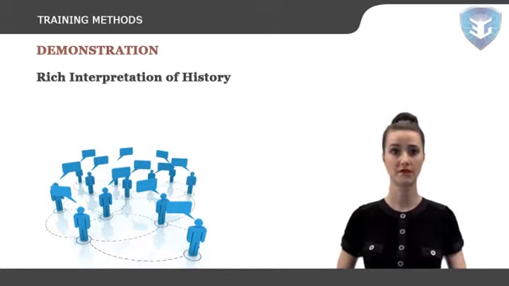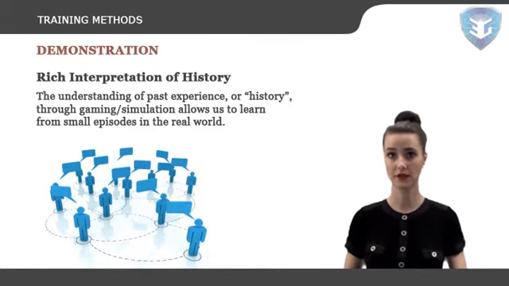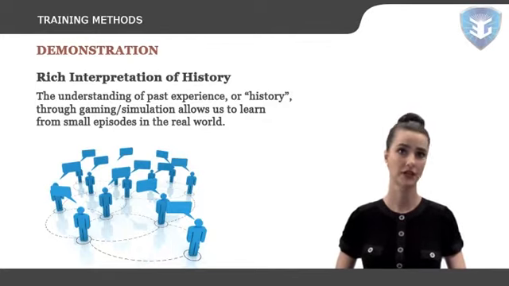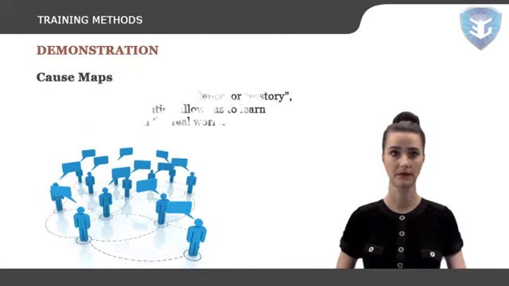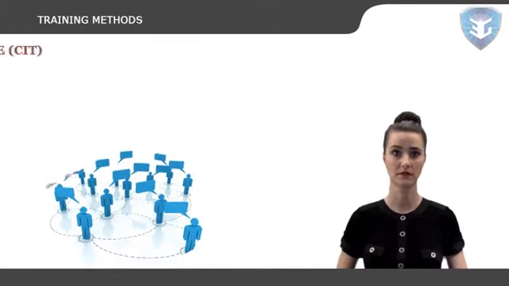Rich interpretation of history: the understanding of past experience or history through gaming simulation allows us to learn from small episodes in the real world. Cause maps: uncertainty and ambiguity in the real world pose obstacles to experiential learning because they make it difficult to find meanings or invent explanations.